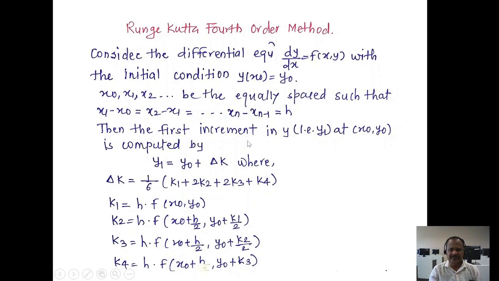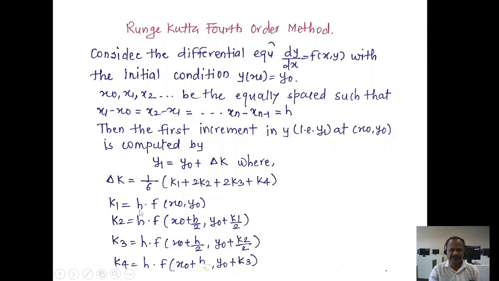Then the first increment in y, that is y1 at x0 comma y0, is computed by using the formulas for the Runge Kutta fourth order method. y1 is equal to y0 plus delta k, where delta k is equal to 1 upon 6 into the bracket k1 plus 2k2 plus 2k3 plus k4. Now within this we have to find k1, k2, k3 and k4. So the formula is given below.